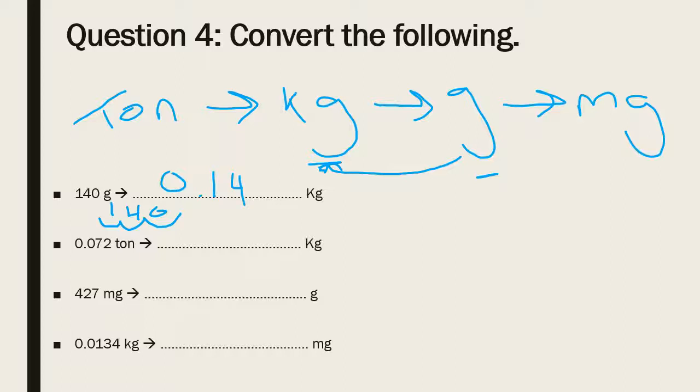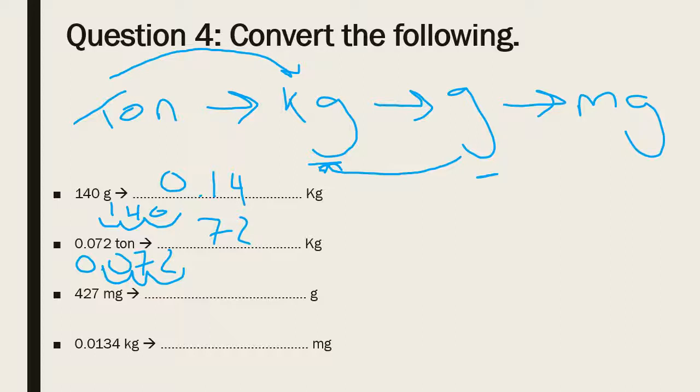We've got ton into kilogram. How do you go from ton to kilogram? You times 1,000, so you've got 0.072. Okay, if you times, you move to the right. How many times? 3 times, because 1,000 has 3 zeros. Once, twice, 3. So that is 72 kilograms.